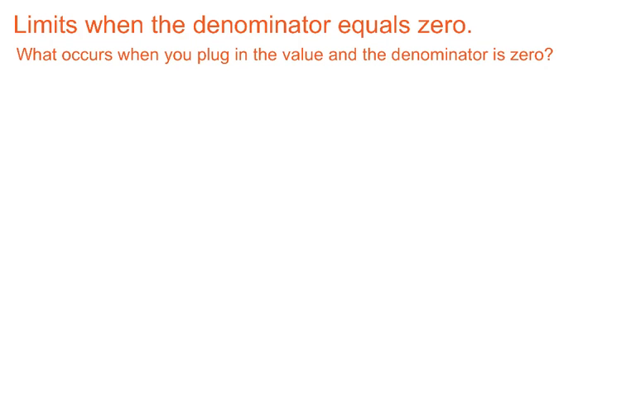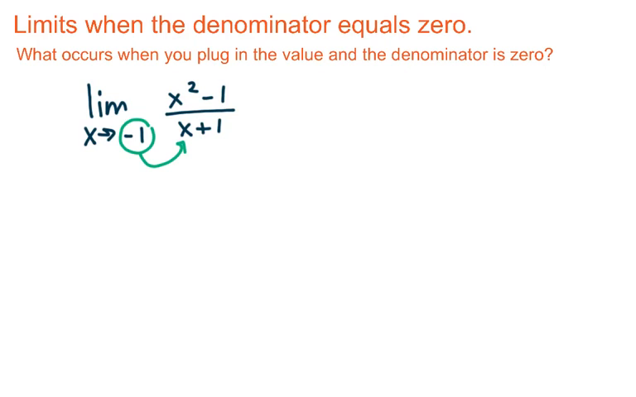So what occurs when you plug the value in and you end up with 0 in the denominator? Let's look at this. Here, we're going to find the limit as x approaches negative 1 of x squared minus 1 over x plus 1. And a quick analysis of this problem would let me know that if I plug negative 1 in, I'm going to end up with a 0 value in the denominator, which we know is not okay.